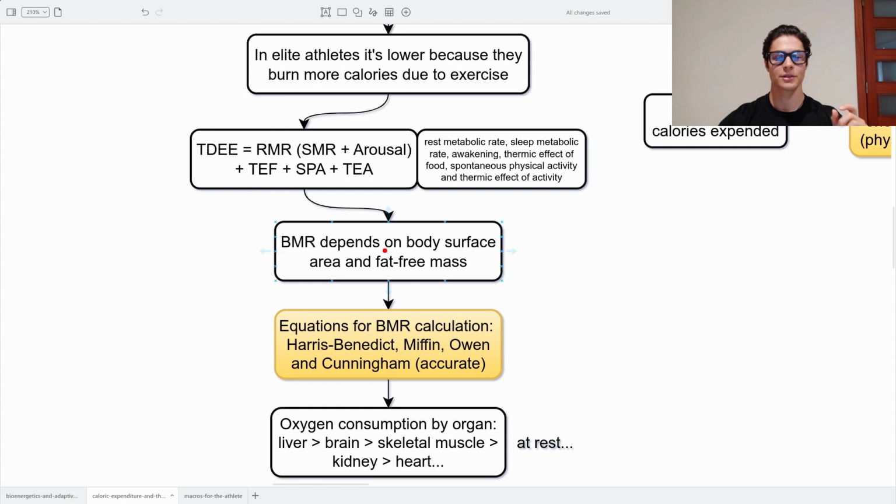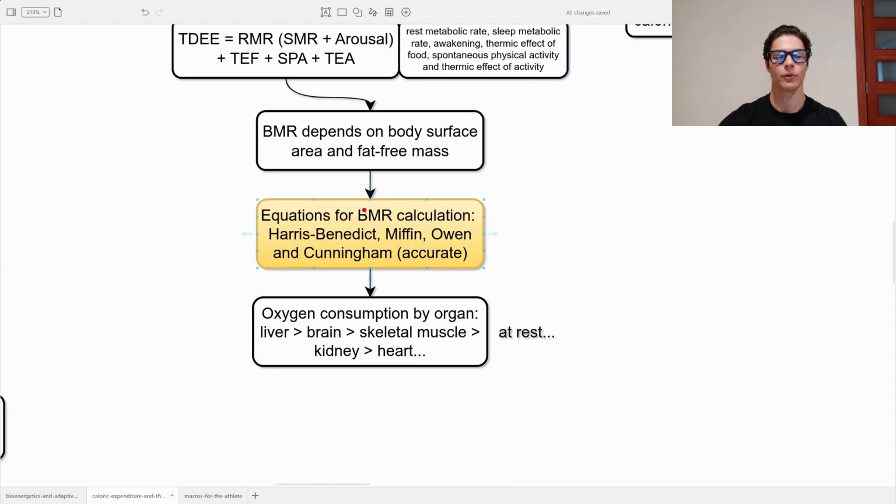So BMR depends on body surface area and fat-free mass. And the equations for the BMR calculation are these mainly. And the most famous one is probably the Harris-Benedict formula. Then there is also the Mifflin, Owen, and the Cunningham formula, which is the most accurate because the other ones tend to underestimate the BMR. Remember, this is an indirect method of estimation.